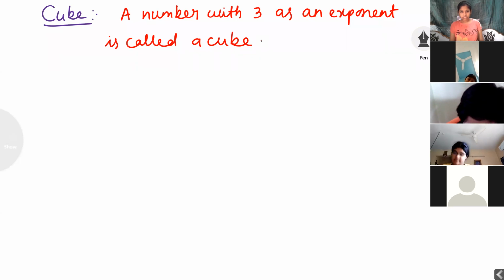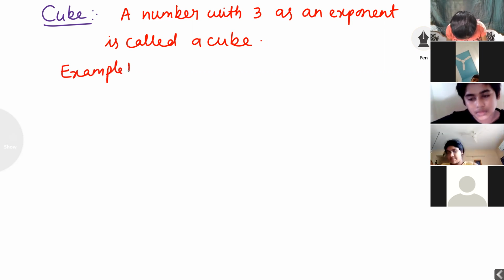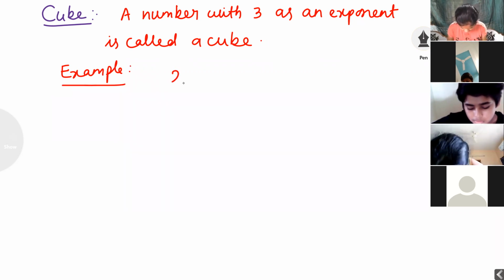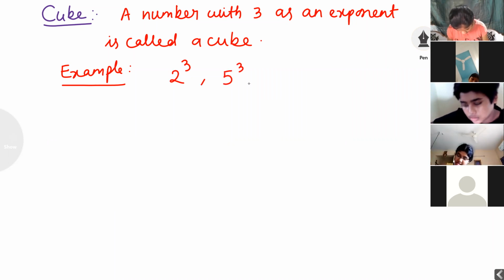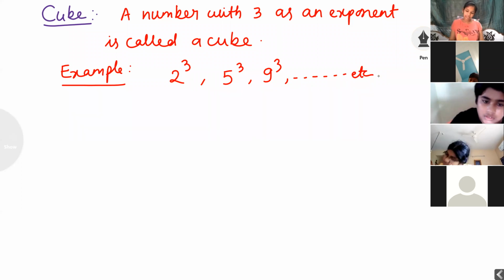Example: 2 cube, 5 cube, 9 cube. We can take any digit. If your exponent is 3, that is called a cube.